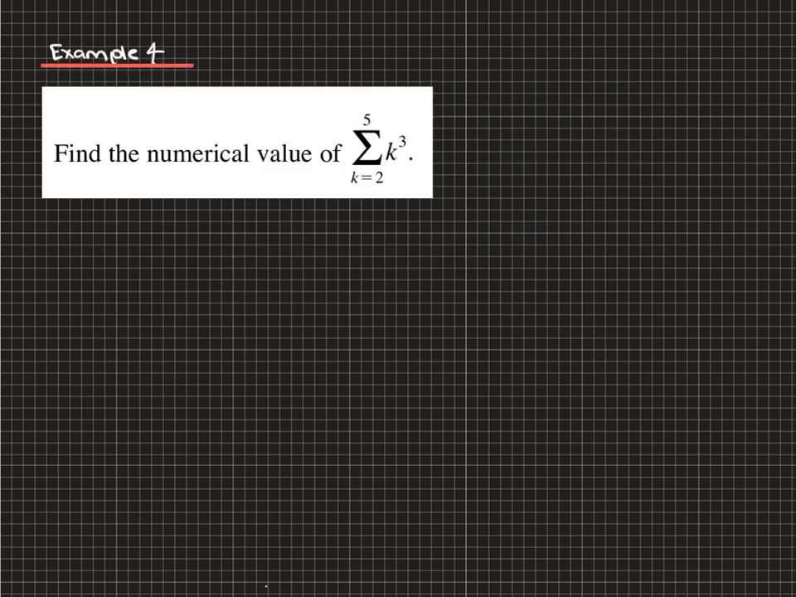And the last example, example 4, find the numerical value of this summation here. So we're starting with a k value of 2 and we finish with a k value of 5. So this means we need to input each k value into the formula: 2 cubed, 3 cubed, 4 cubed, up to the last value of k, which is 5, as we can see from the value at the top of the summation. And then we simply need to use our calculator to add these numbers together. So 8 plus 27 plus 64 plus 125 gives us a total of 224.